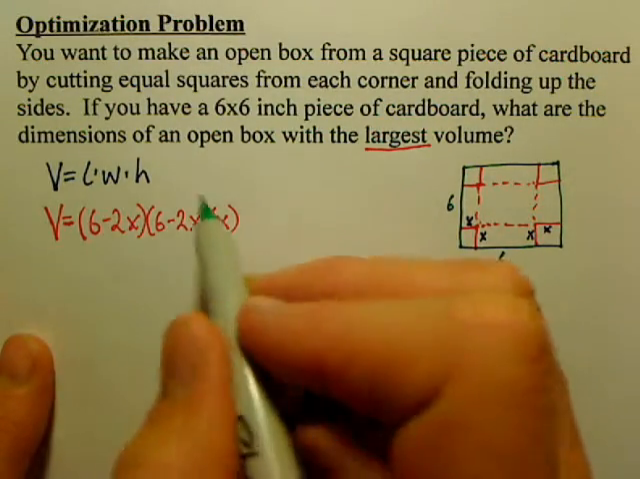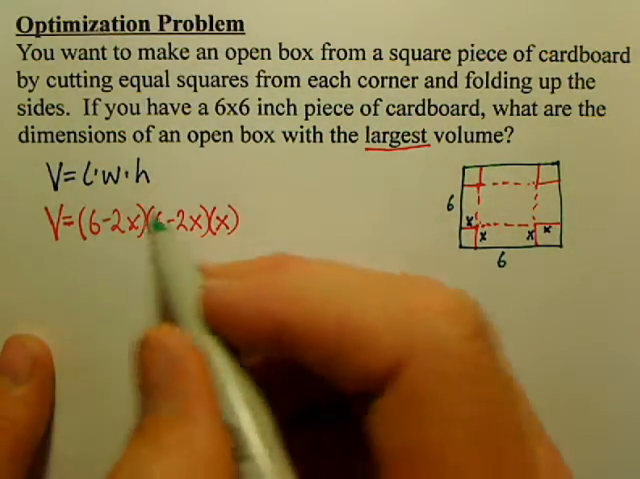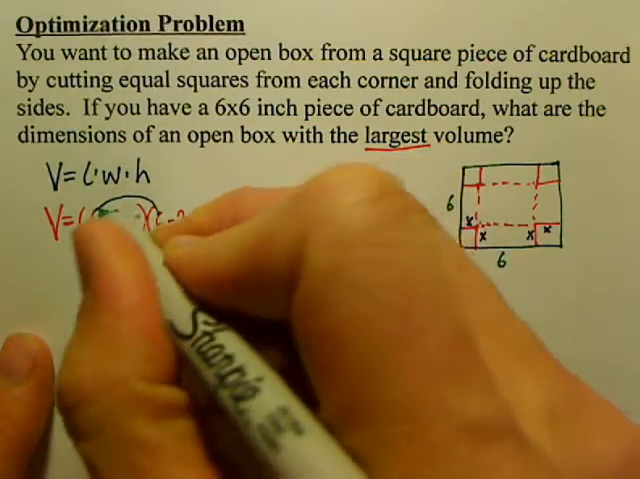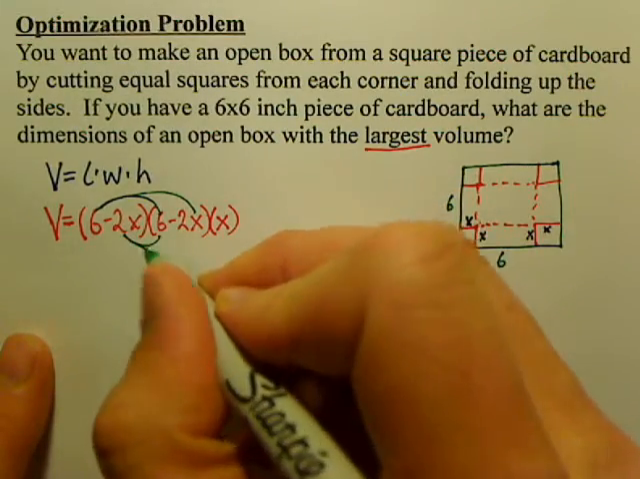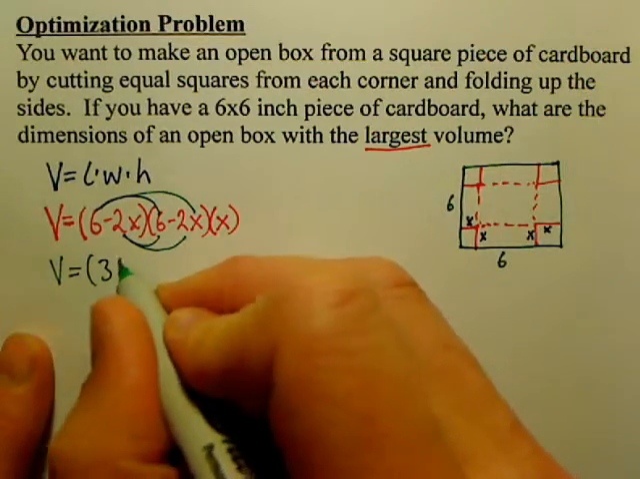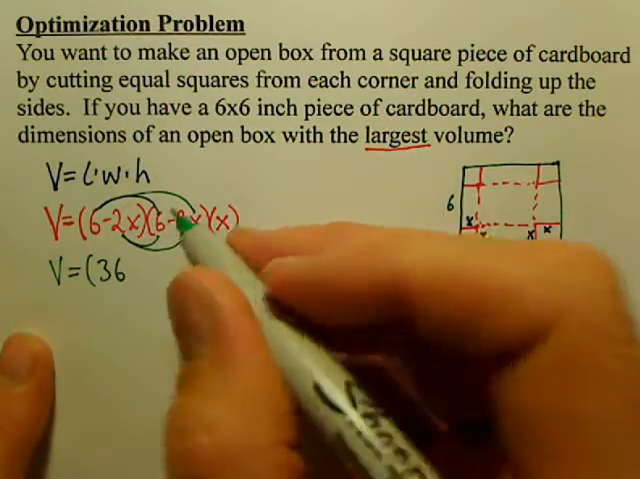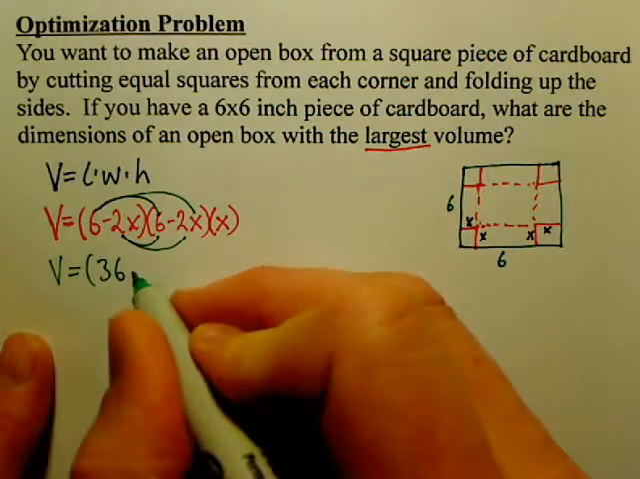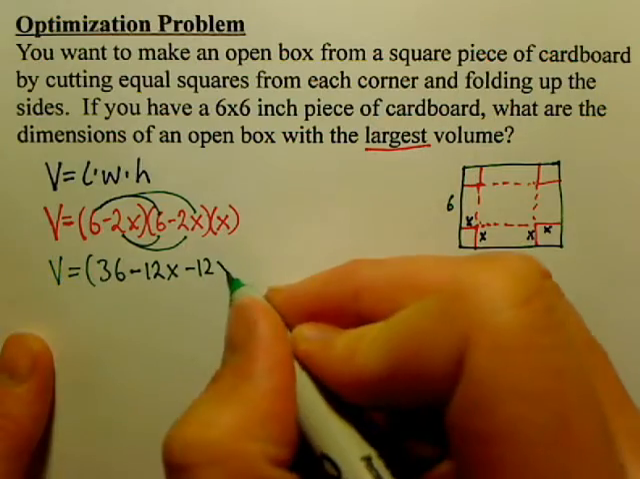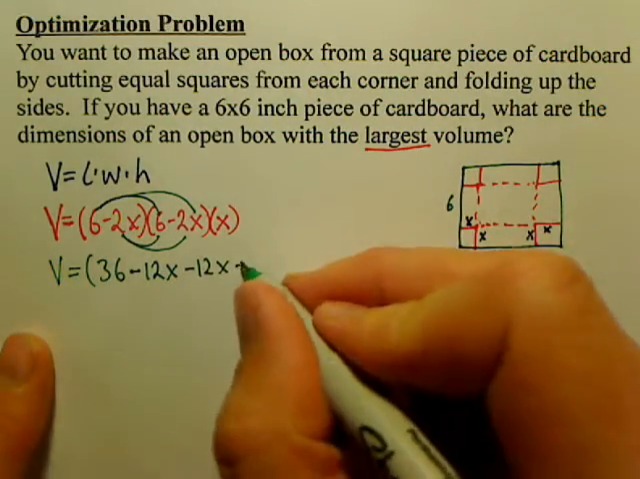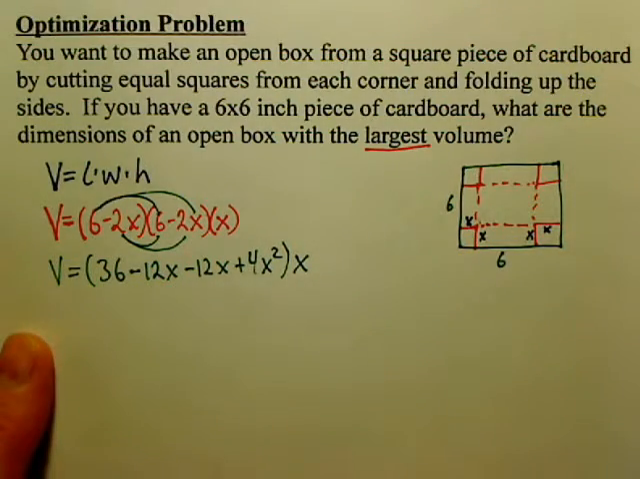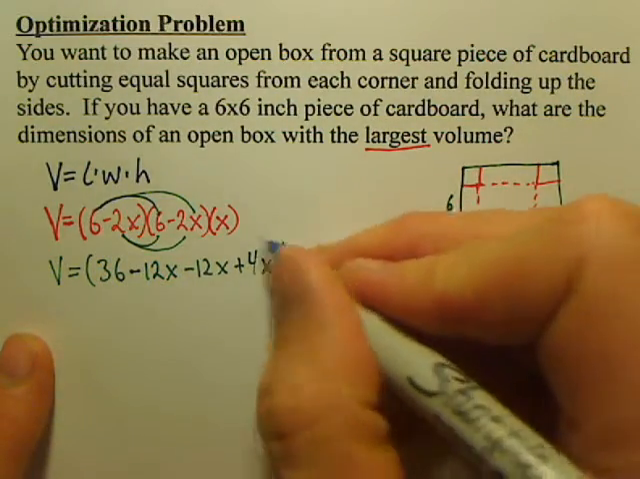Alrighty, so let's make this equation easier to differentiate. I'm going to FOIL it all out. I just think that would be easier. So if we FOIL this out, we multiply those two, multiply these two, what I get is volume equals, looks like that would be 36. That right there would be negative 12x, and positive 4x squared. And I still have this x, which I'm going to have to multiply in to all that.